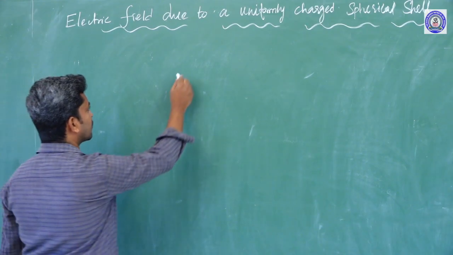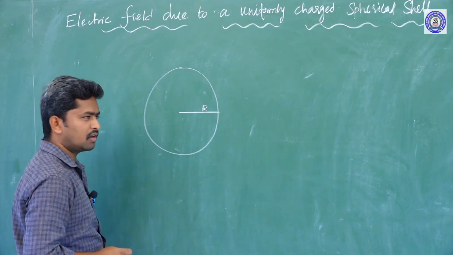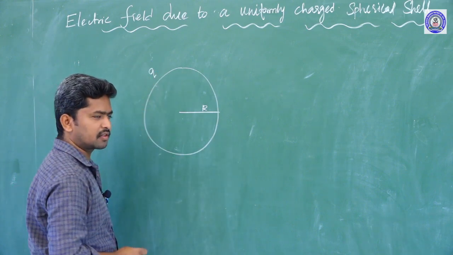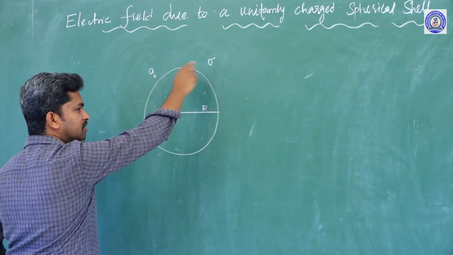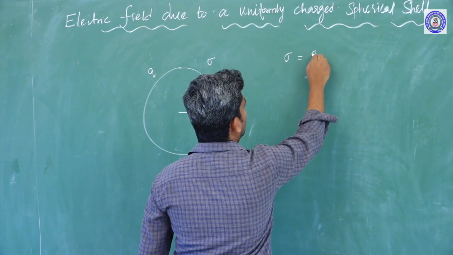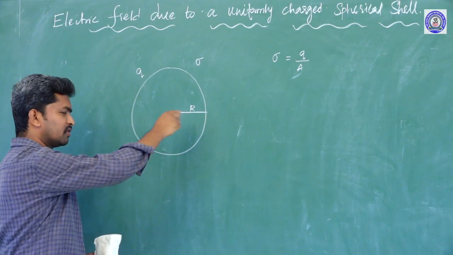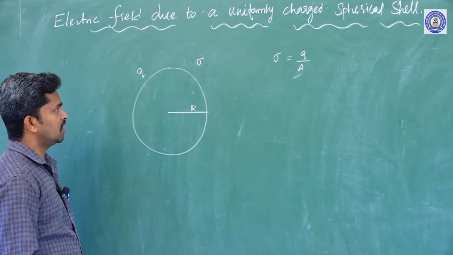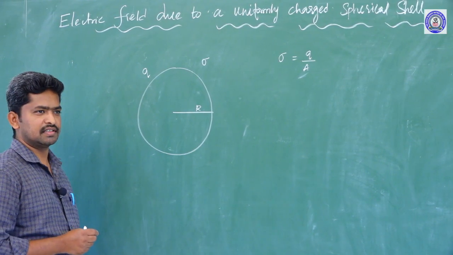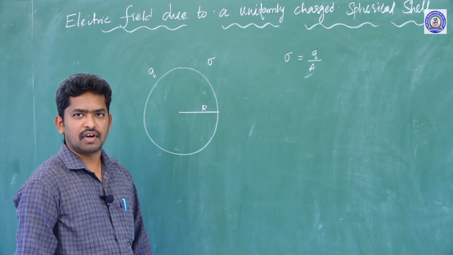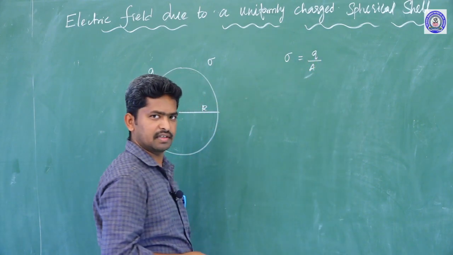Here consider one sphere. The radius of the sphere is R. The net charge of the sphere is q. Charge density sigma is equal to charge divided by area, which means the charges are placed at the surface of the sphere. It is very important: for a hollow conducting sphere, non-conducting sphere, or solid sphere, charges are placed at the surfaces. Charge density sigma is equal to net charge divided by area.